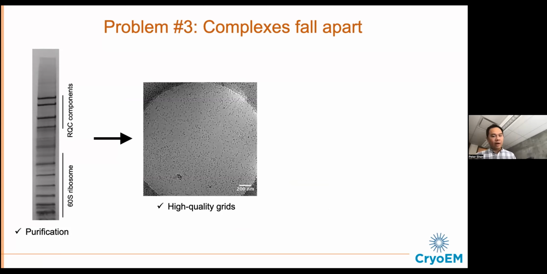So going back to the ribosome project, I've told you that we can isolate these native complexes directly from yeast lysates, and that we've worked out ways to drive the particles into the holes of these hydrophobic grids. But sadly, this was not the last hurdle.